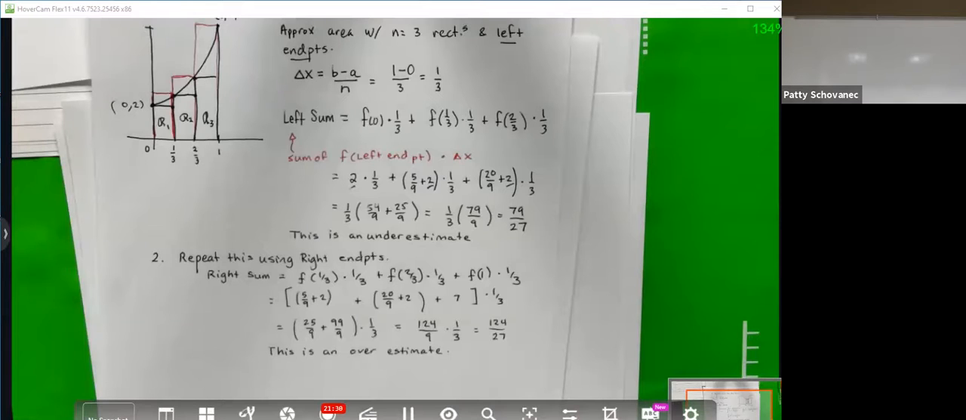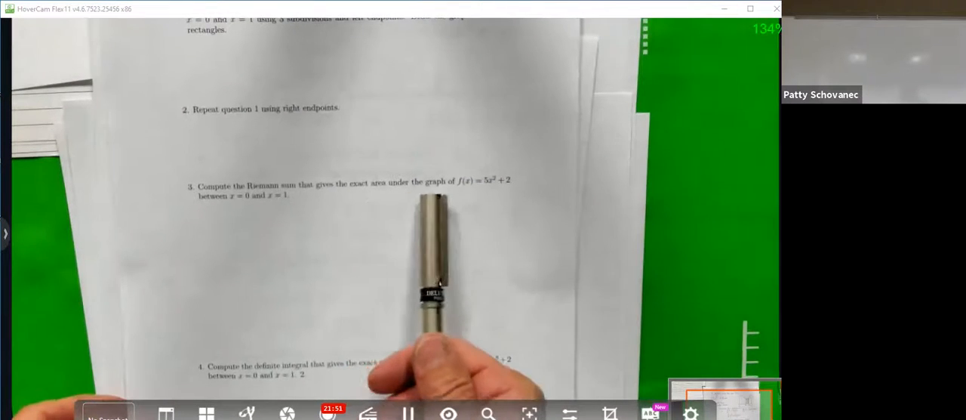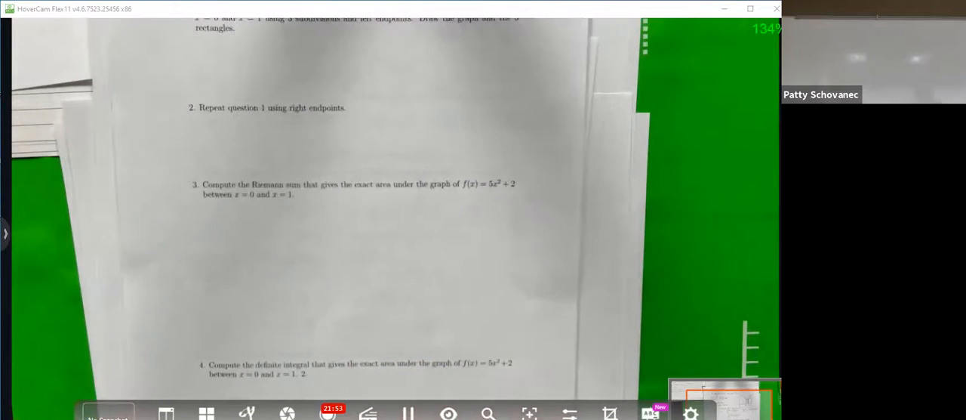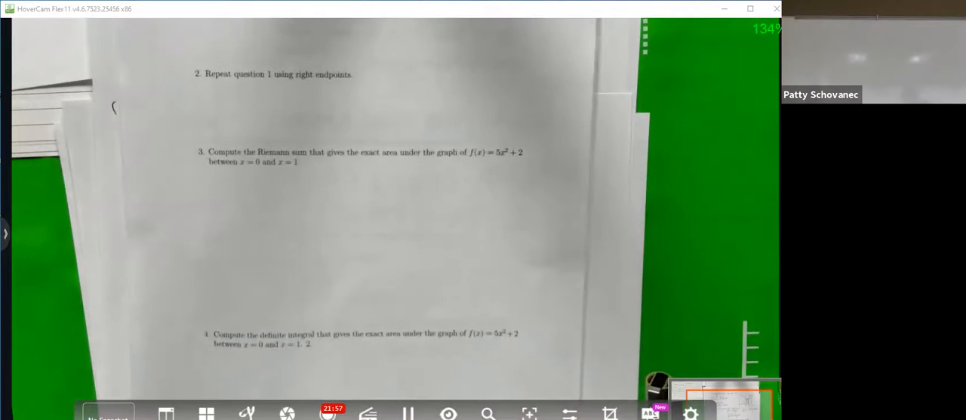To get a better estimate, we would put 6 rectangles in there, maybe 12, maybe more. Keep putting more and more in there until we fill it up. But what we're going to do now is do this thing in general with n rectangles in there. So in the next part, we're going to compute the Riemann sum that gives the exact area under this graph. So let's talk you through the steps here.